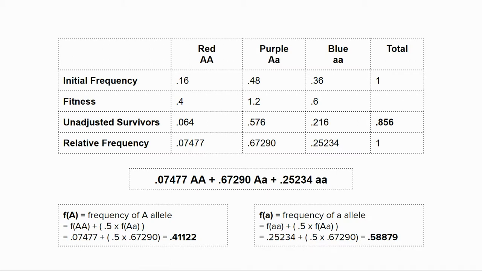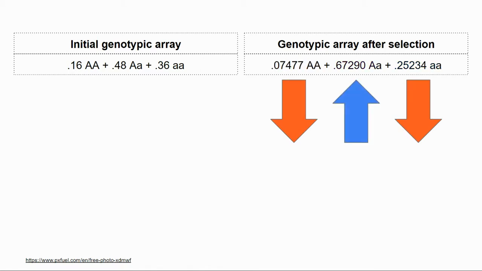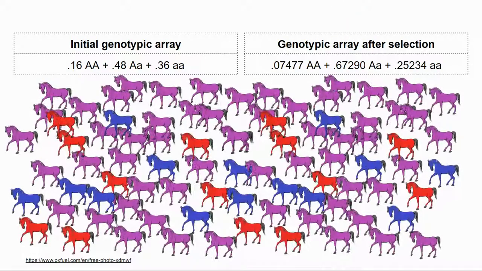But what kind of selection is occurring? For this, let's look at our initial and final genotypic arrays side by side. We can see that our population of red and blue horses will drop after selection and that our population of purple horses will rise. This means that this is stabilizing selection, and over time the population of red and blue horses will continue to drop while the population of purple horses grows. However, because the purple horses are heterozygotes, both alleles will still remain in the population.